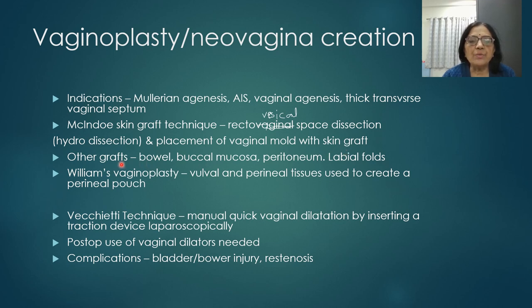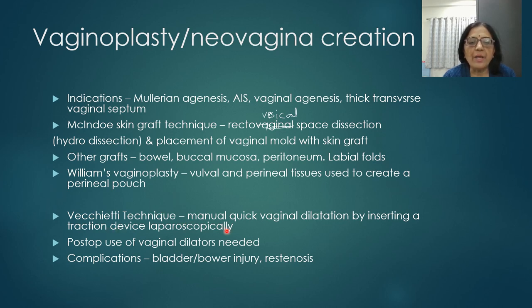Other grafts which can be used apart from skin graft are bowel, but here the possibility of having a mucosal discharge later on is there, as there can sometimes be excessive mucus discharge from the loop of a bowel. Buccal mucosa has also been used by some surgeons. Peritoneum can be used, and labial folds can be used, which can be inserted inside the vagina. Williams vaginoplasty is where vulval and perineal tissue is used to create a perineal pouch.